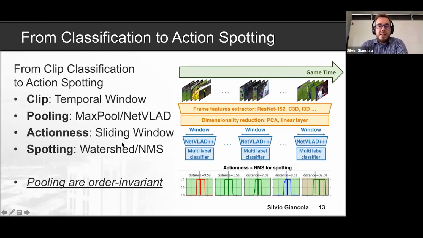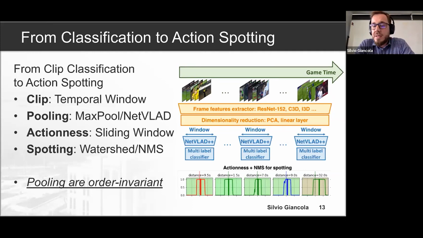So just to summarize that specific approach, and I will go into more detail about how to learn that specific pooling, the journey from classification to action spotting basically starts with creating clips, so some temporal windows in that specific game. Then learning some pooling approach, either learning how to pool or just pooling using a max pooling, and then lifting those features into a higher dimension. Then creating this actionness using a sliding window for inference and extracting the spotting results using watershed or non-maximum suppression.